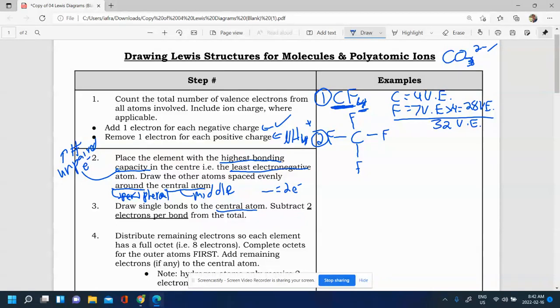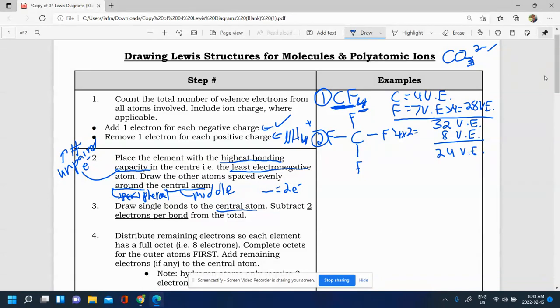So we're going to subtract the number of electrons we've used from our total here. Since we had 4 single bonds, that's going to be 4 times 2. That's going to be 8. So we're going to take away 8 valence electrons from the total that we have. And that'll be 24 electrons left to play with.